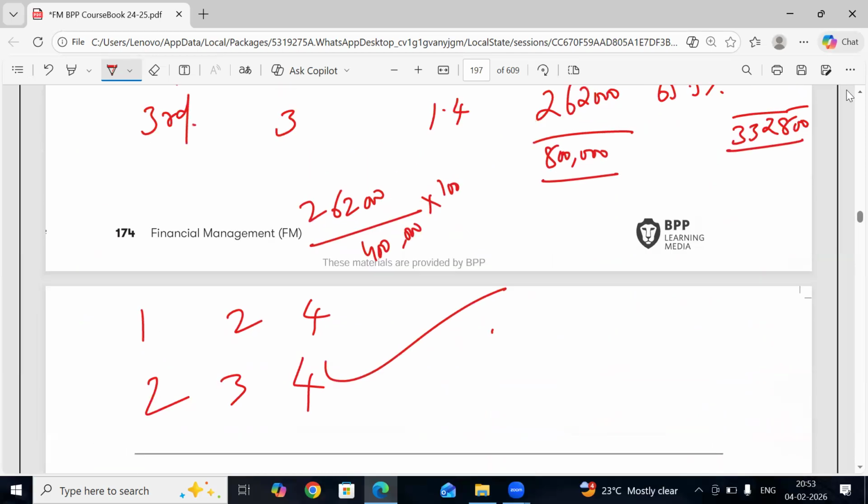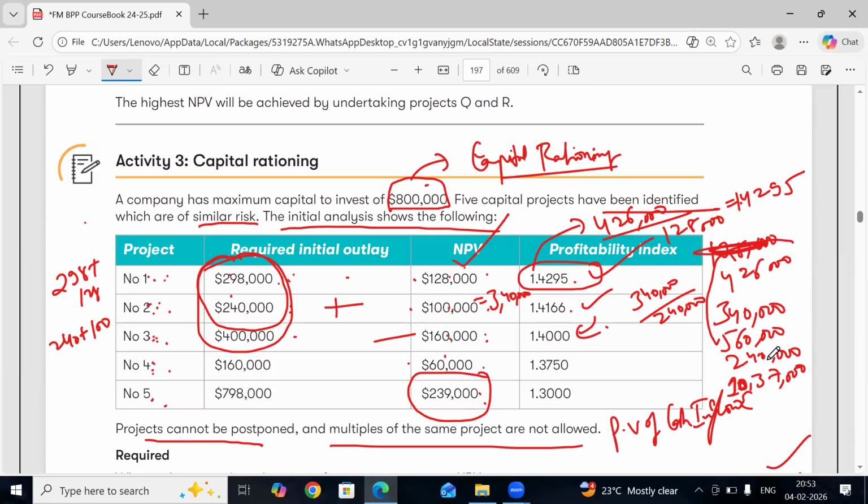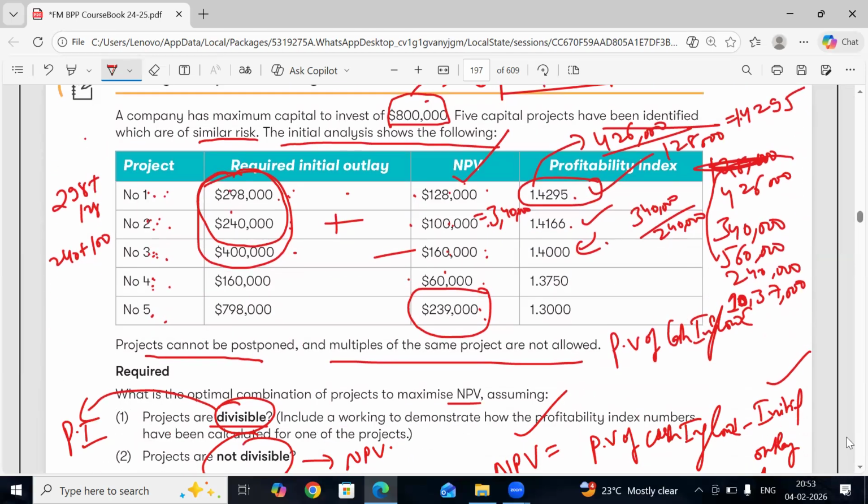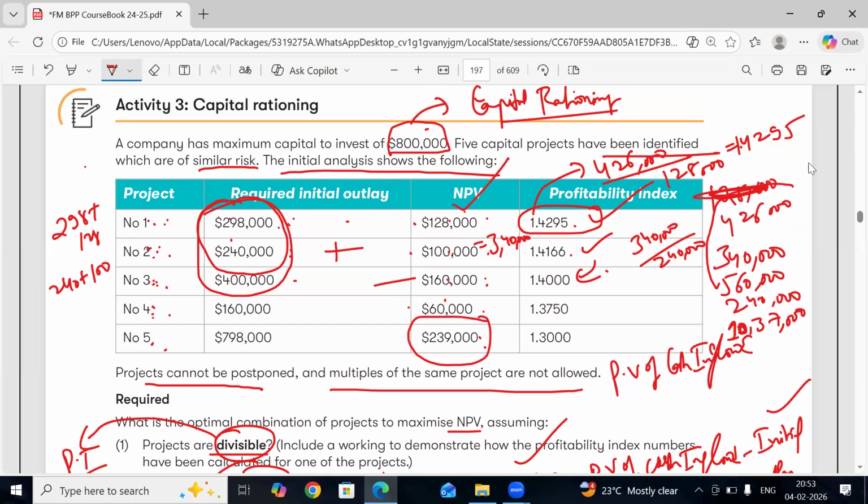Please have a look at this, we will move forward. In this question, they are asking divisible and non-divisible, so we took both the aspects.